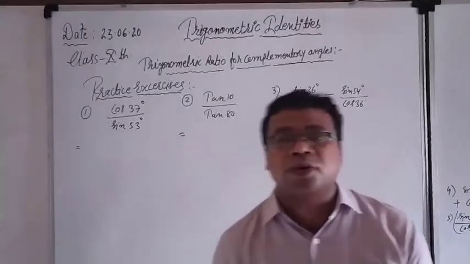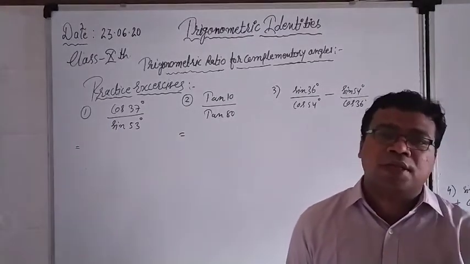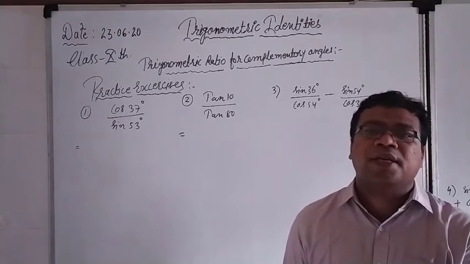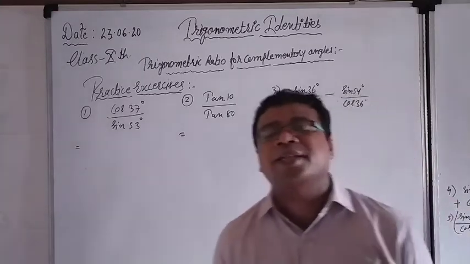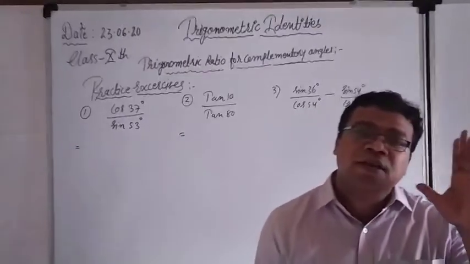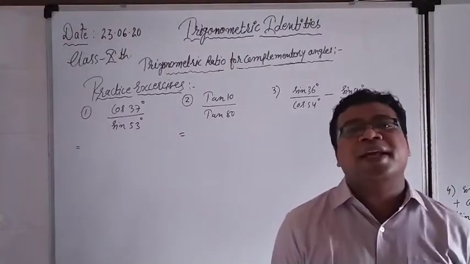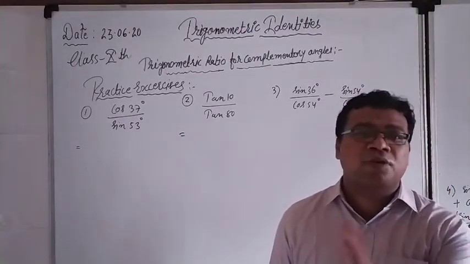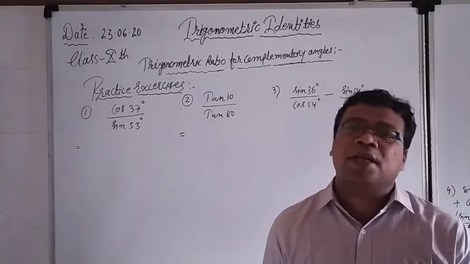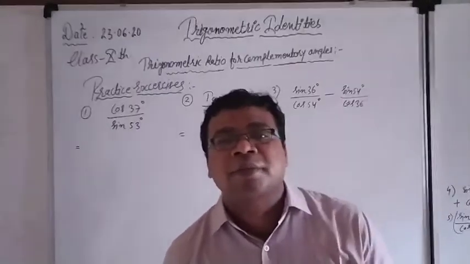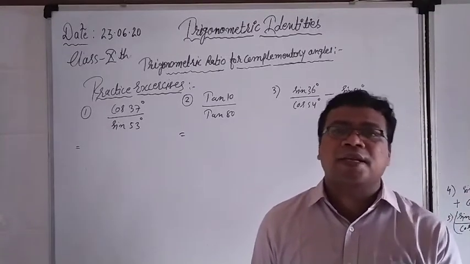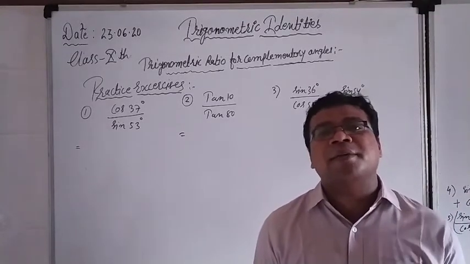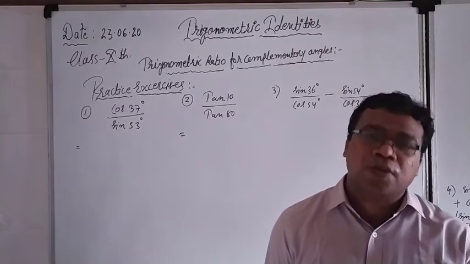What were these? First was sin(90 minus theta) is equal to cos theta. After that, cos(90 minus theta) is equal to sin theta. There is a relation between sin and cos. Same like that, there is a relation between tan and cot: tan(90 minus theta) equals cot theta, and cot(90 minus theta) is equal to tan theta. Same like that, there is a relation between cosec and sec: cosec(90 minus theta) is equal to sec theta, and sec(90 minus theta) is equal to cosec theta.